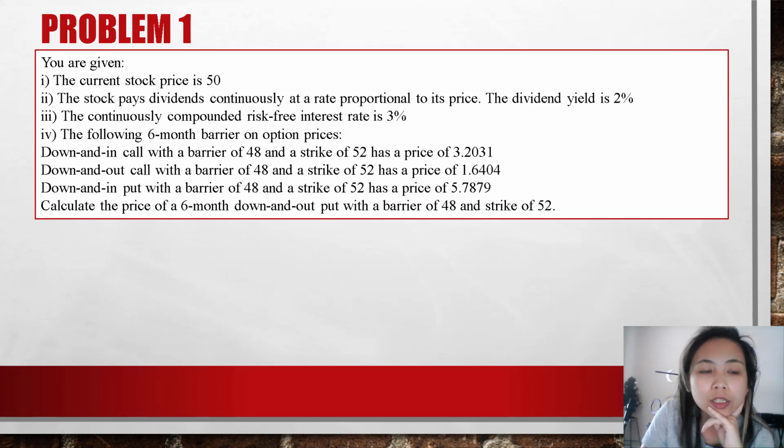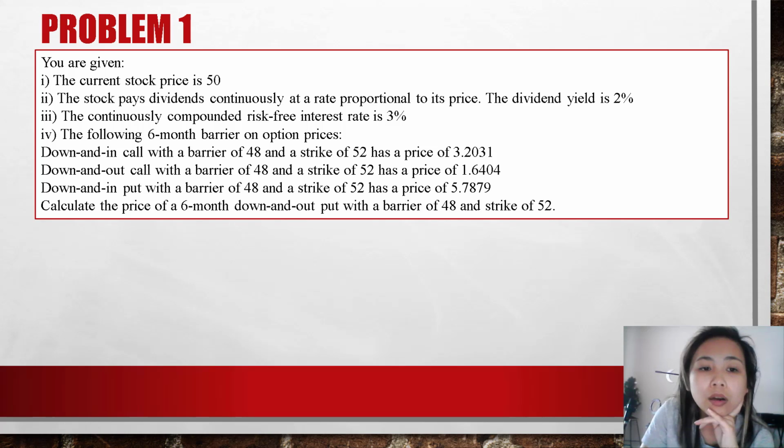The second information, the stock pays dividends continuously at a rate proportional to its price. The dividend yield is 2%. The third one, the continuously compounded risk-free interest rate is 3%. And the last information is the following 6-month barrier option prices. Down-and-in call with a barrier of 48 and a strike 52 has a price of 3.2031.